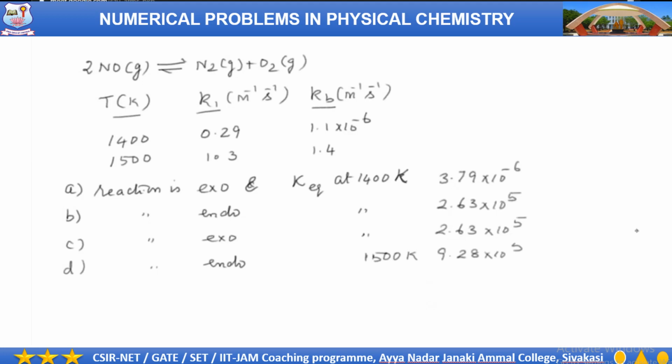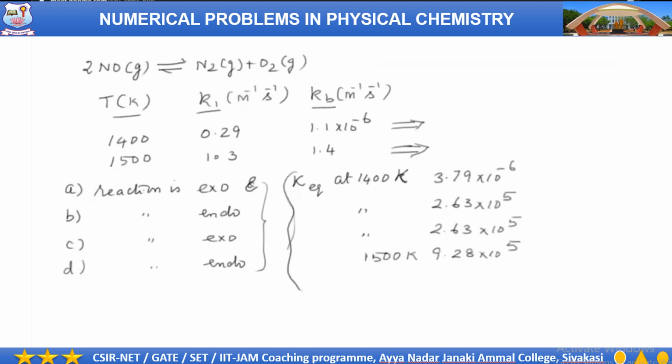First, whether the reaction is endo or exo, we will see in the next one. Before that, we will find the equilibrium constant at 1400 and 1500 degrees. Find out the K value for this condition. What is the value for 1400?